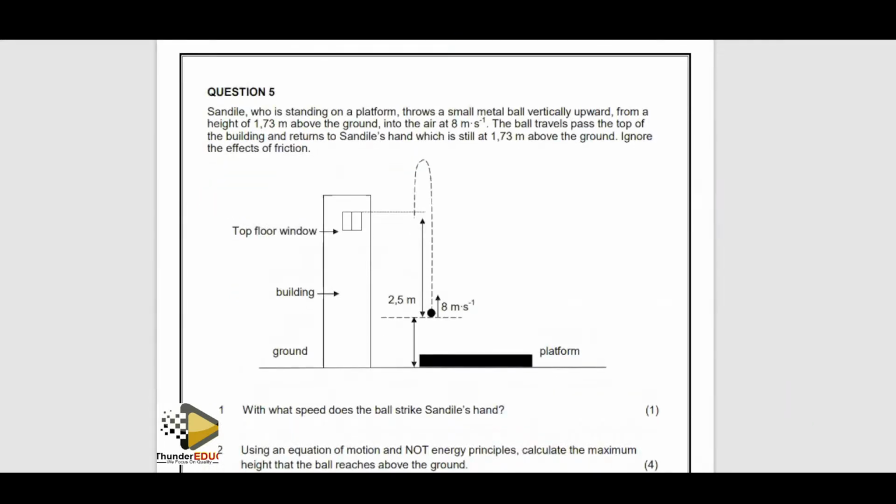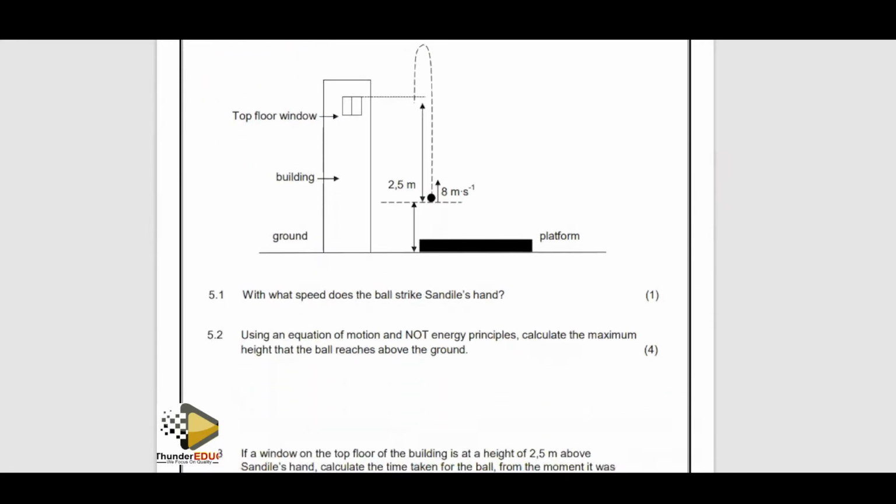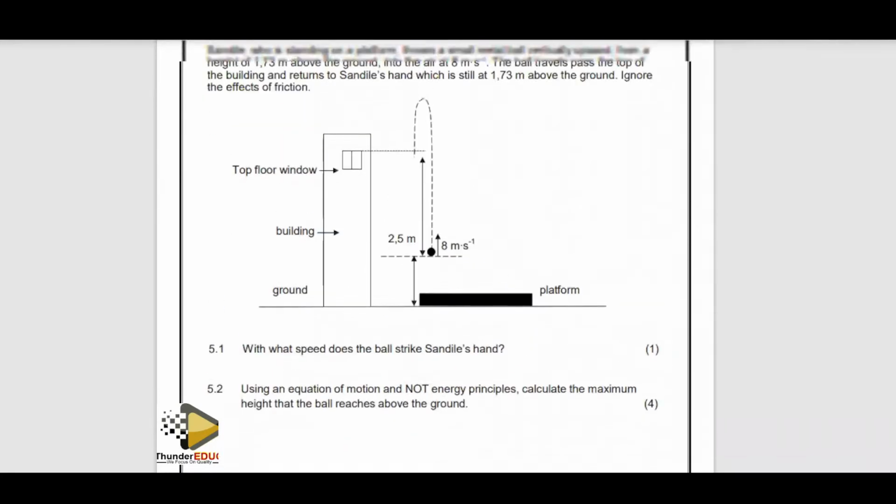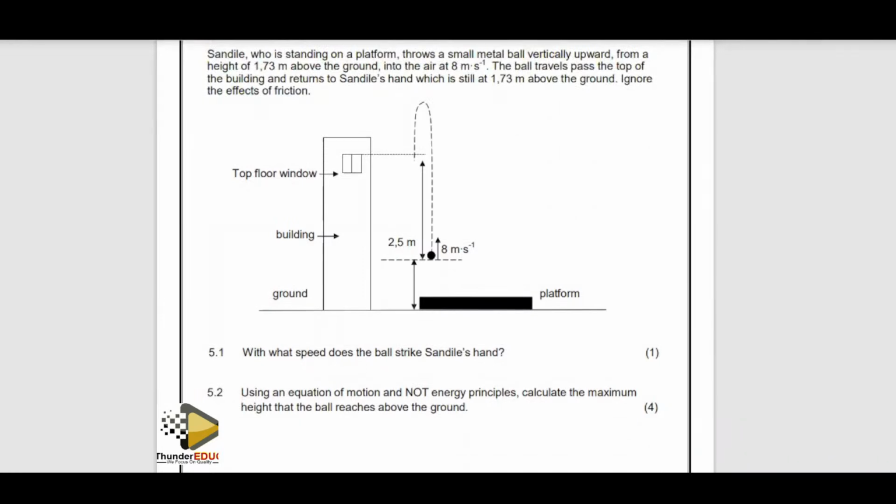Question number 5. I think I'll have to stop at a question below what I'd prepared. So this is more or less still the same, but it's okay, we can look at it. They're telling us that Sandile, who is standing on a platform, throws a small metal ball vertically up from the height of 1,73 above the ground. So this is 1,73 up.